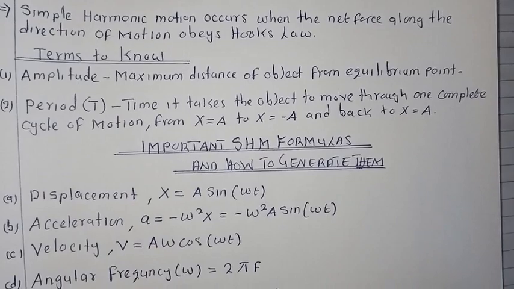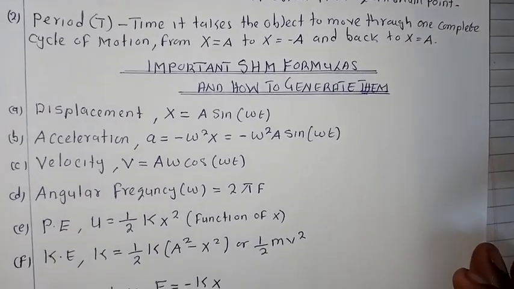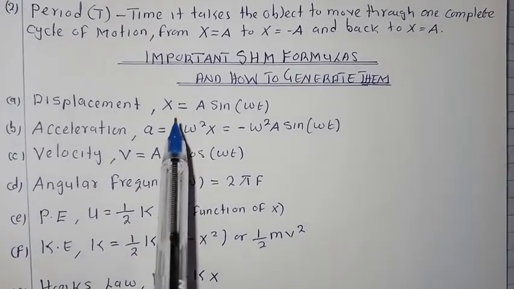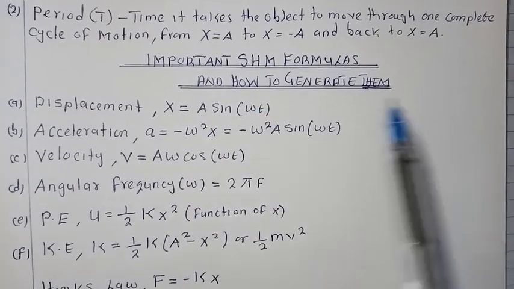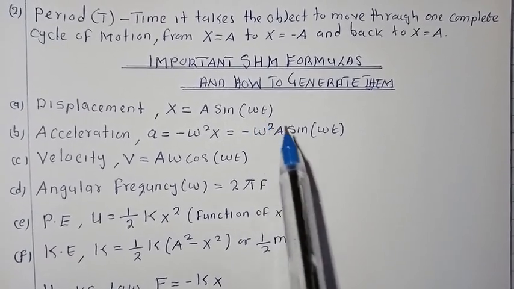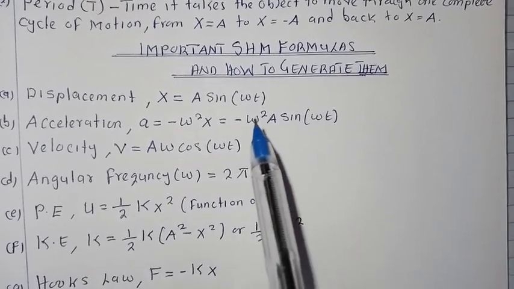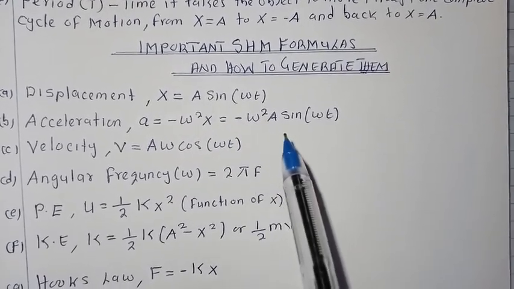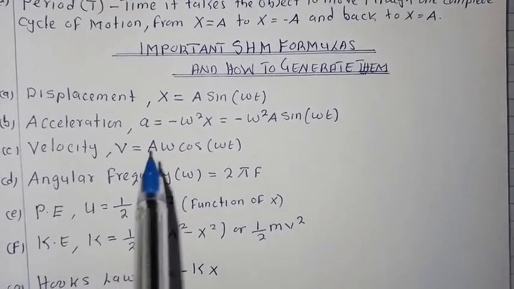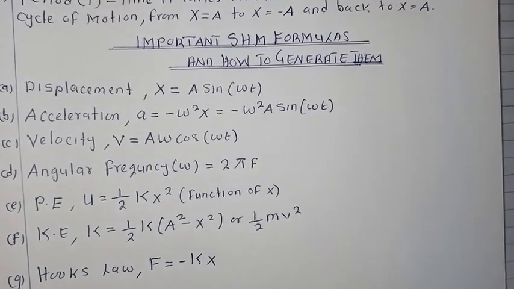So these are the important simple harmonic motion formulas that you are supposed to be familiar with. We have the displacement here, and this is the formula, where omega is the angular frequency, t is the time and A is the amplitude. This is the acceleration formula: negative omega squared A sine omega t. For the velocity, this is the formula. The angular frequency, this is the formula.